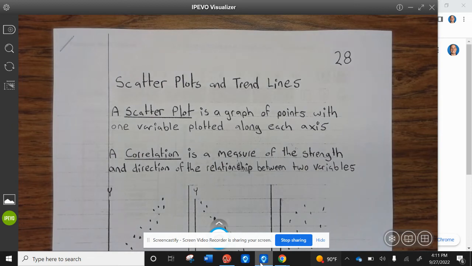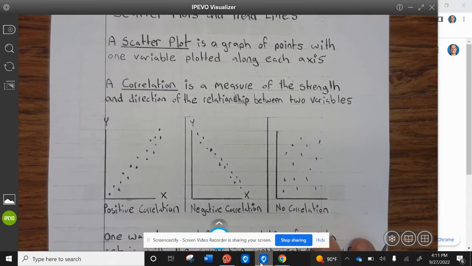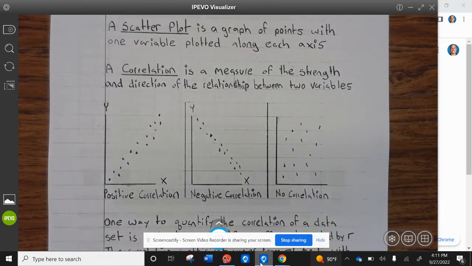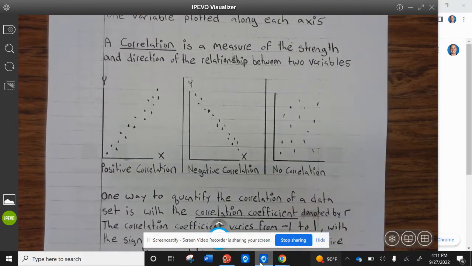Today we're at journal page 28, scatter plots and trend lines. A scatter plot is a graph of points with one variable plotted along each axis. A correlation is a measure of the strength and direction of the relationship between two variables. You have positive correlation, negative correlation, and no correlation.